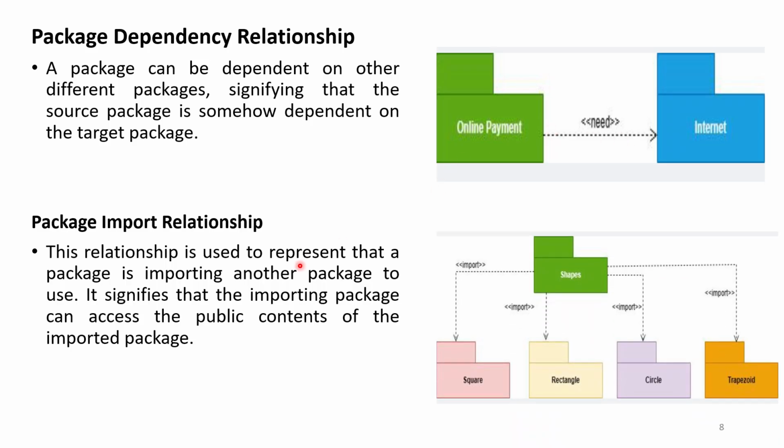So, the package import relationship. Here we are trying to import a few of the shapes from the packages. It can be a square, rectangle, circle or trapezoid. Which type of shapes are we trying to import? We are trying to import only some part of the data from the other packages. That is the package import relationship.